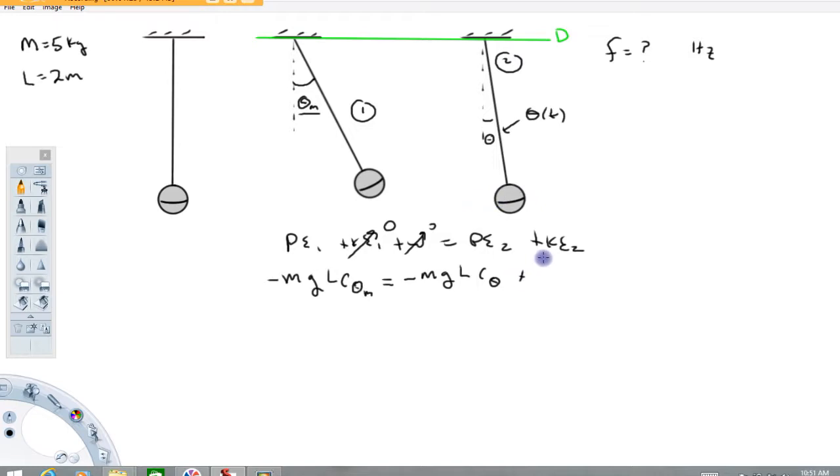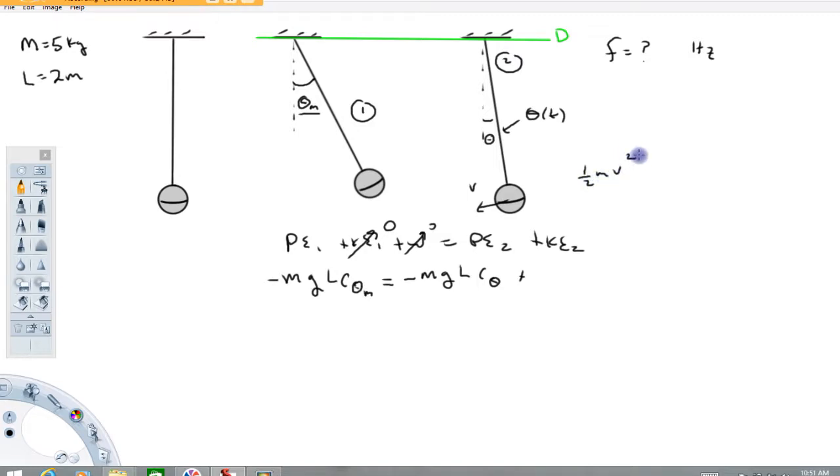All right, the KE2 term. Now, this object is almost big enough to consider it being kind of three-dimensional, and we almost need to treat this like a rotational problem. What I'm going to do is just say, all right, this object's pretty small. I'm going to treat this like a point mass moving this way with a speed v, and therefore the kinetic energy is equal to 1/2 mv squared.